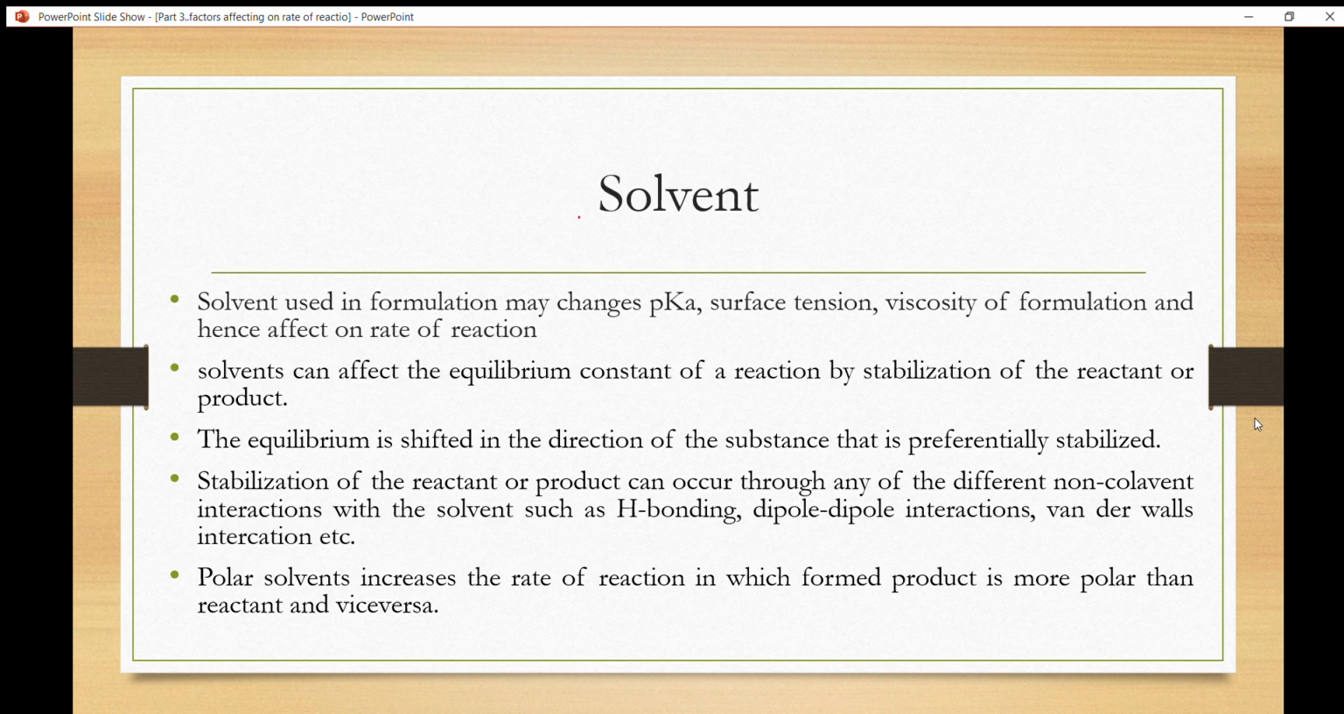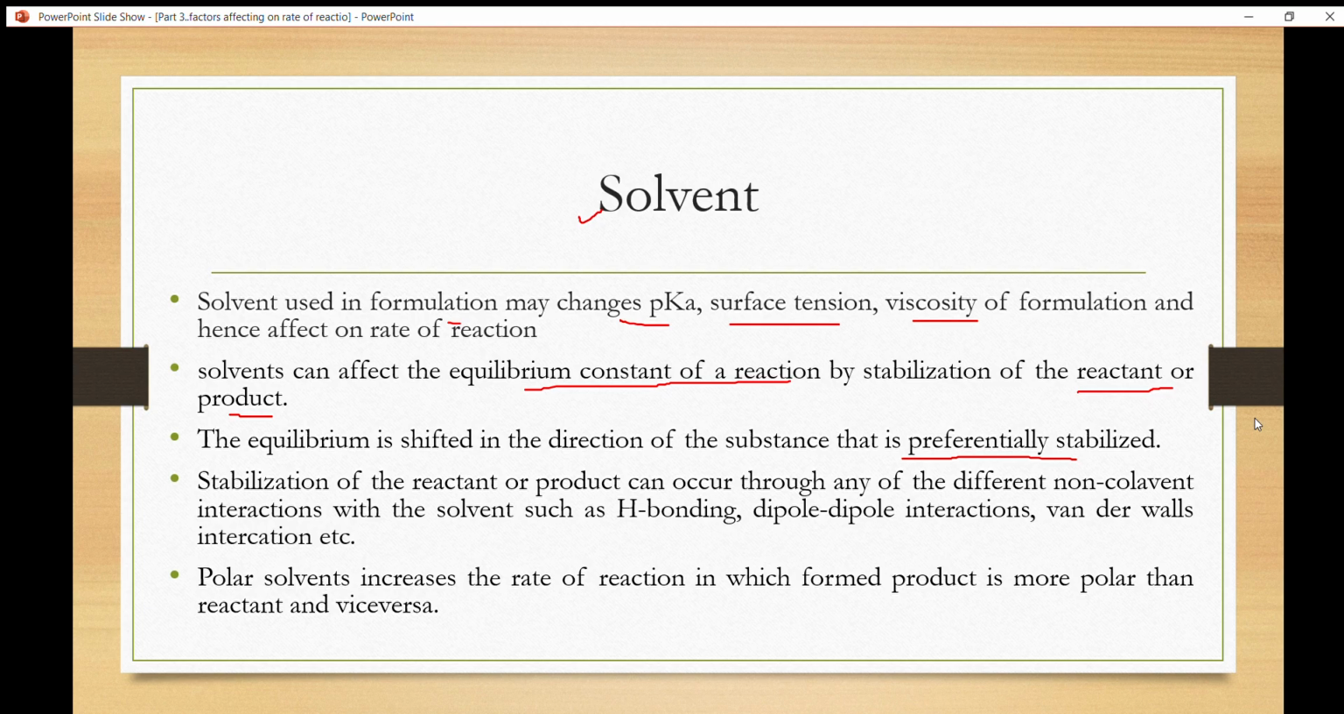Next is the effect of solvent on chemical degradation of a pharmaceutical product. The solvent used in the formulation may change the pK value, surface tension, and viscosity of the formulation, and may change the rate of reaction. Solvents may affect the equilibrium constant of a reaction by stabilizing the reactant or product, and the equilibrium is shifted in the direction of the substance that is preferentially stabilized. It means that whichever substance is stabilized first, the equilibrium shifts in that direction.